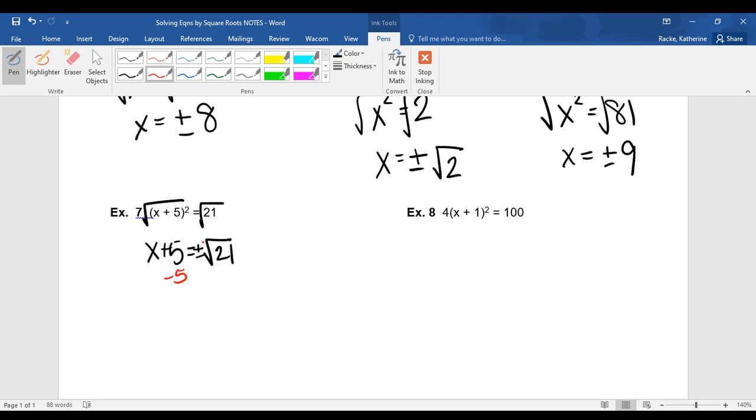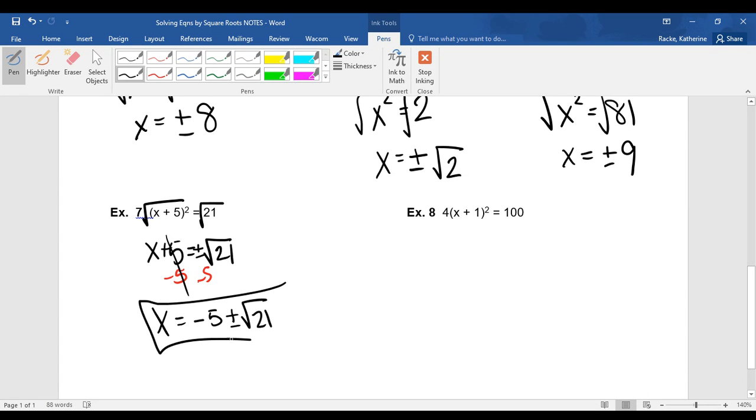So x equals, cancels out there, negative 5. I can't combine it with the square root because negative 5 is not under a square root. So it would be negative 5 plus or minus the square root of 21. Just need to put it in front of it. So that would be your answer.